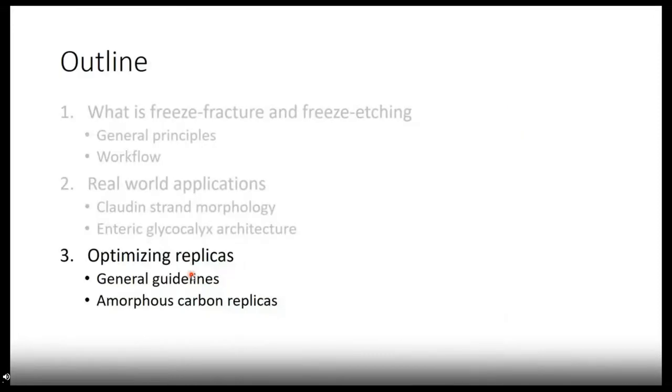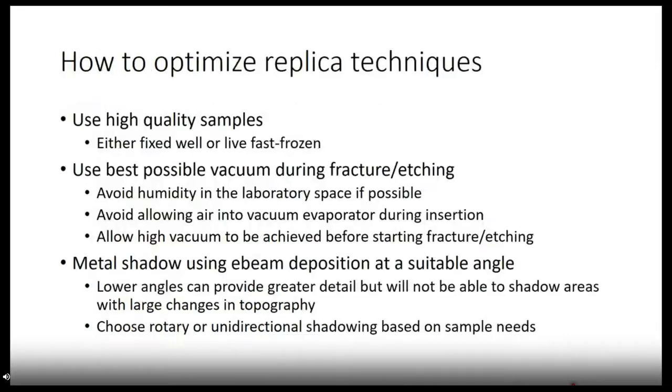All right, so let's move on to optimizing replicas. So first, let's start with some general guidelines. First of all, the most important thing when making any sample really is to start with something high quality. So this means that the sample was healthy beforehand, it did not degrade over time, and either it was fixed well before you froze it, or you can actually fast freeze.